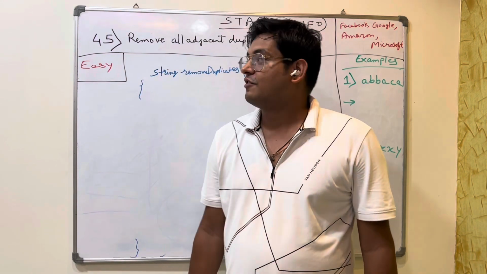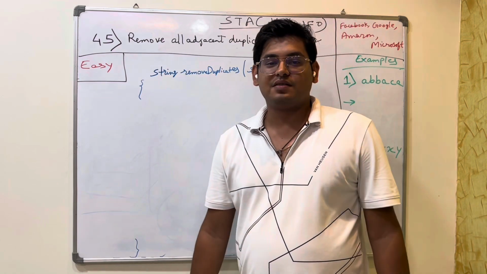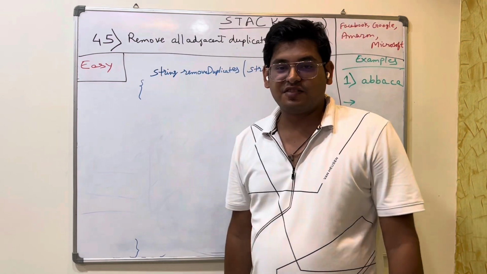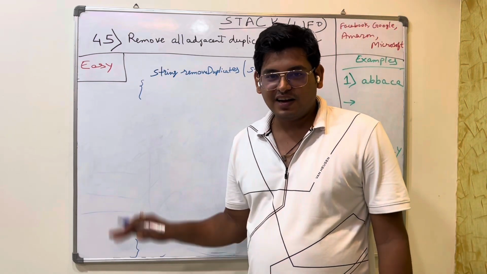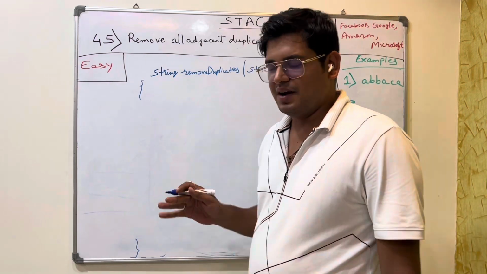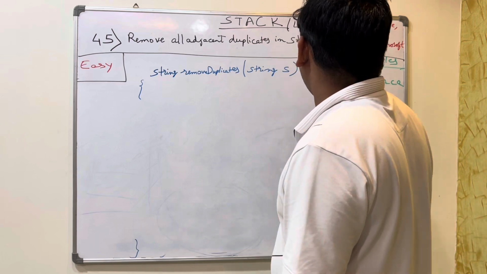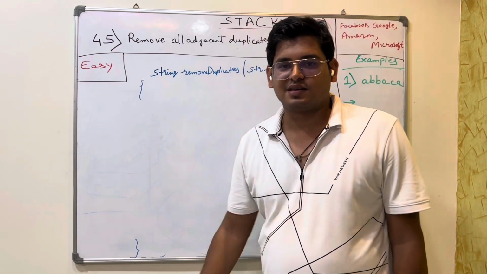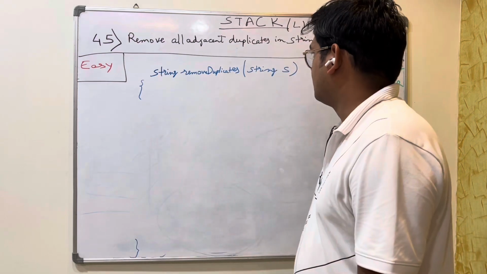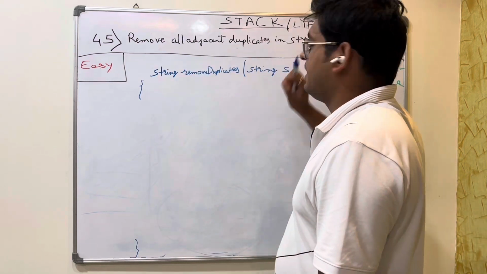Today we are going to solve the 45th question of the problem solving series, which is based on stack data structure, and this is the 5th question of the stack data structure. The difficulty level for this question is easy to medium, and this question has been asked in Facebook, Google, Amazon, Microsoft. Though it is easy, this question has been asked. So let's discuss this. Remove all adjacent duplicates in string.